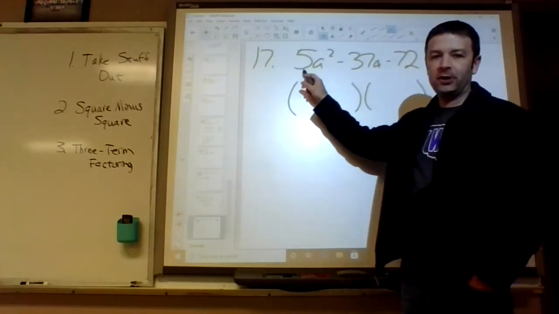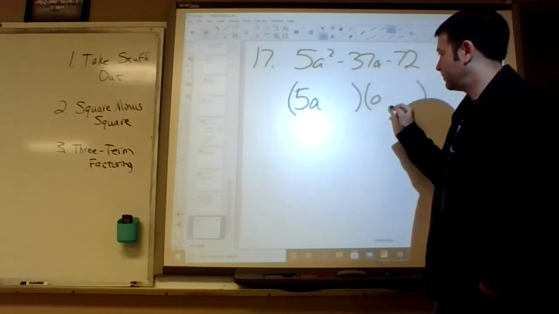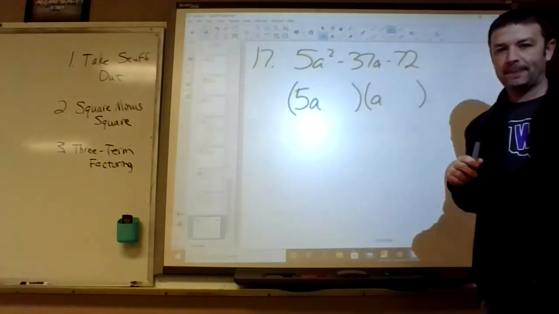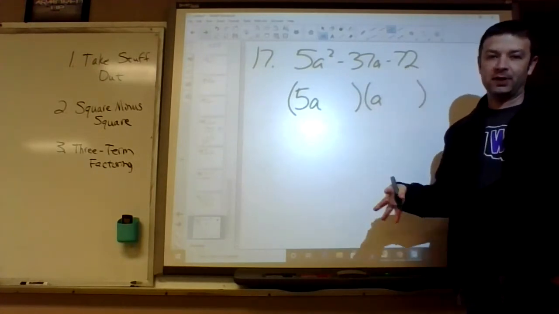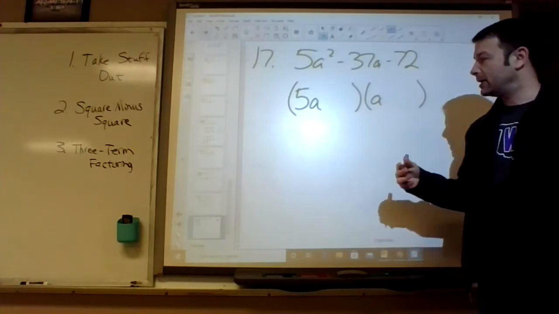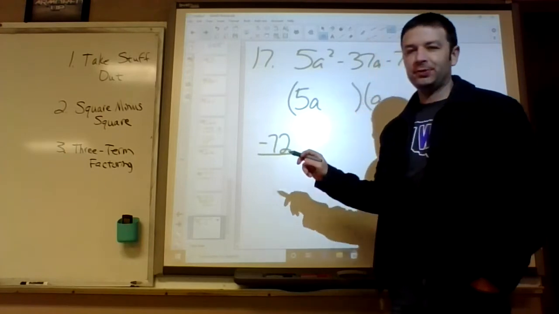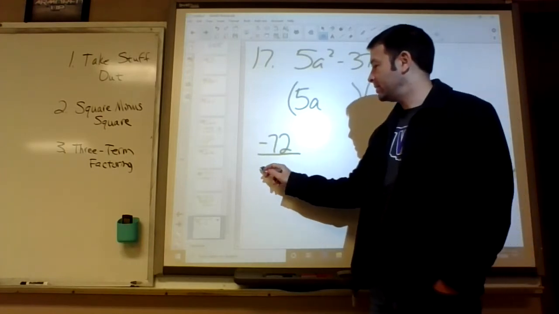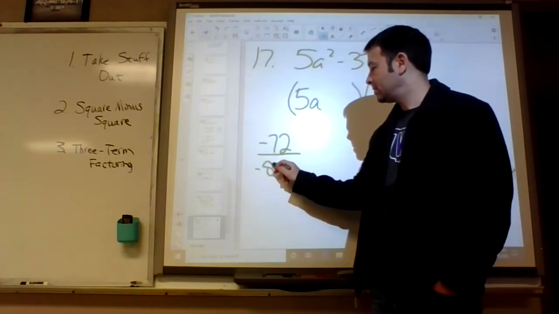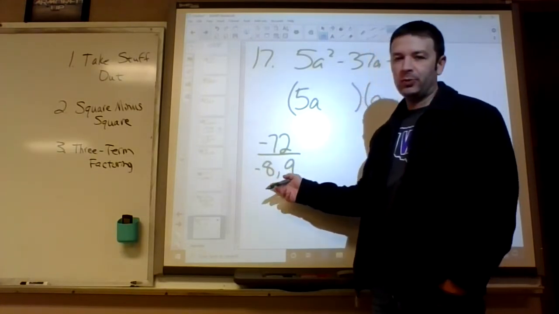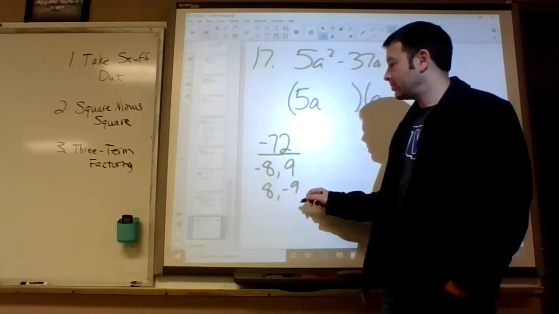So what's going to go in the front? What goes into 5? 5 and 1, so it's 5a and 1a. Okay, what goes into negative 72? There are a lot of things that go into negative 72. From your times tables, hopefully the first thing that jumps out is 8 and 9 go into 72. And one of them would have to be negative to make negative 72. So I'm just making one negative.